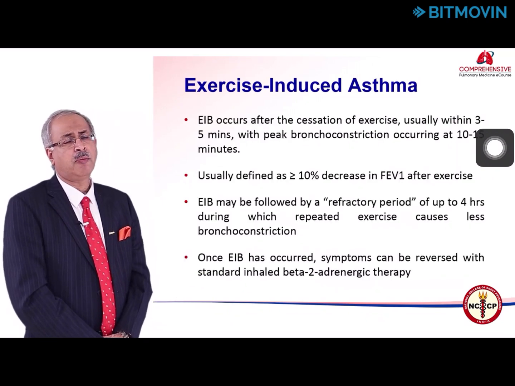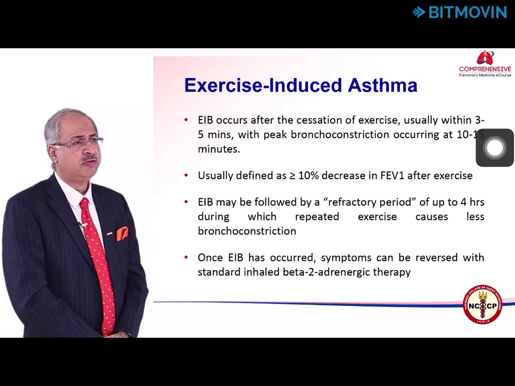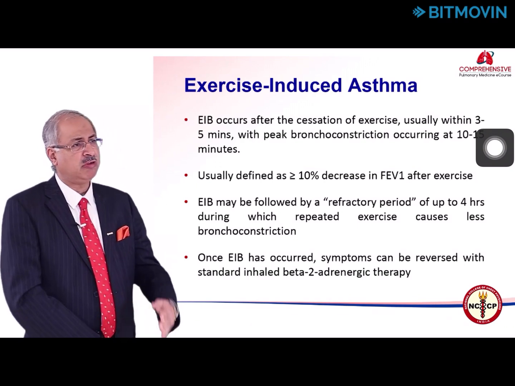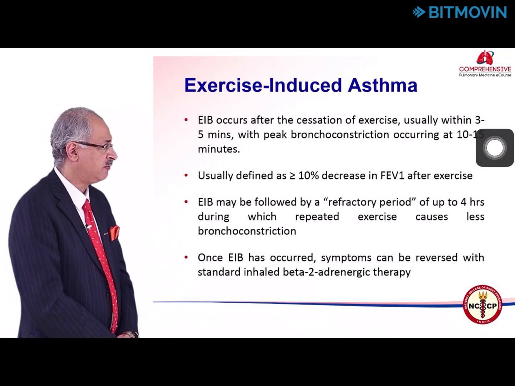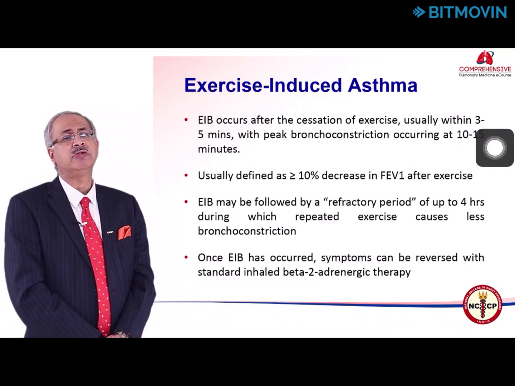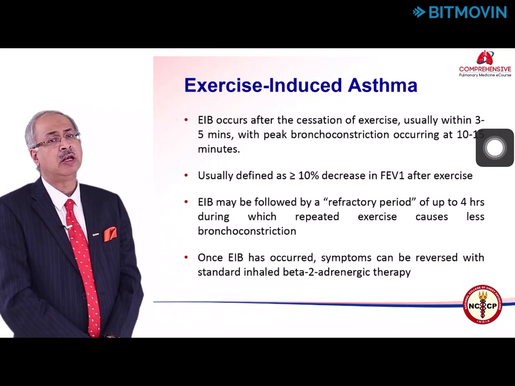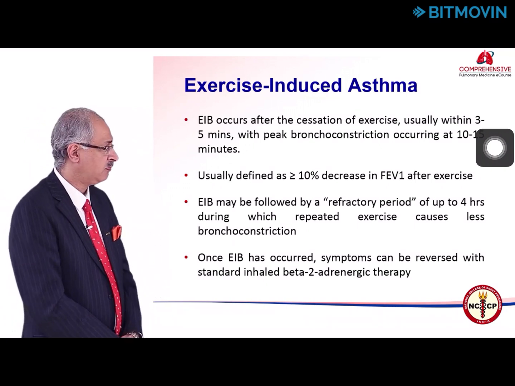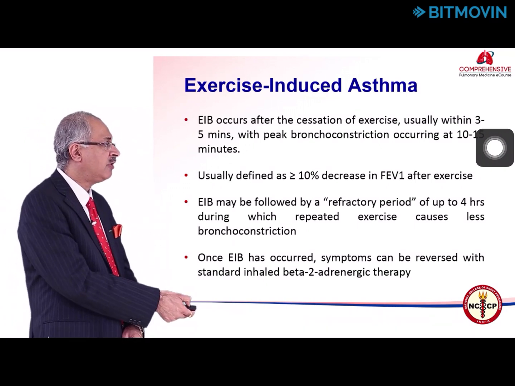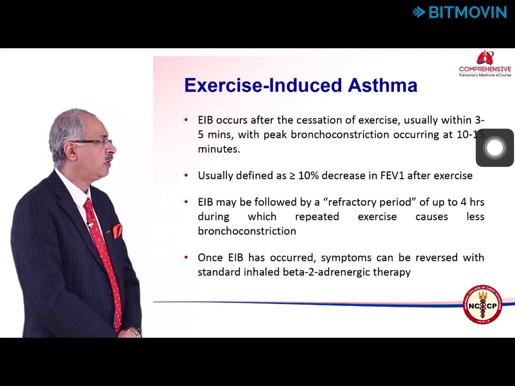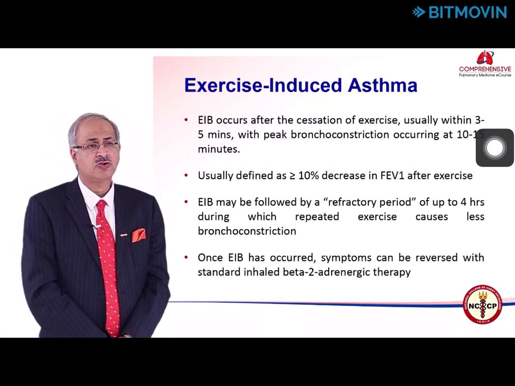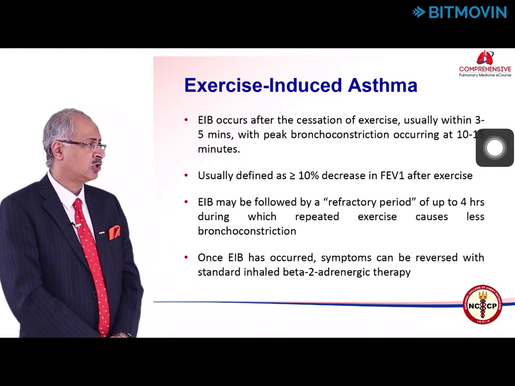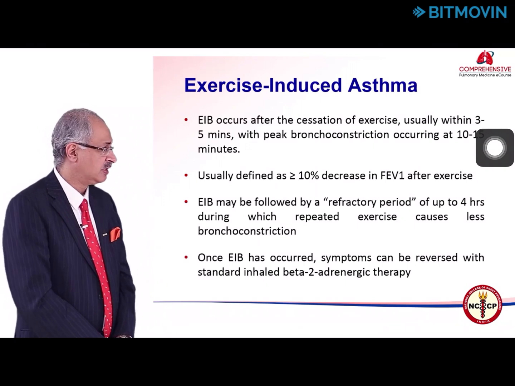Exercise-induced bronchoconstriction, as I said, occurs within 5 to 10 minutes, and the peak will be reached in 10 to 15 minutes, within half an hour or so. Along with it, you will see a significant reduction in FEV1, defined as more than a 10% fall. Once it has occurred, it may be followed by a refractory period of 4 hours during which repeated exercise is going to cause less bronchoconstriction, or you can say there is a tolerance to this effect.